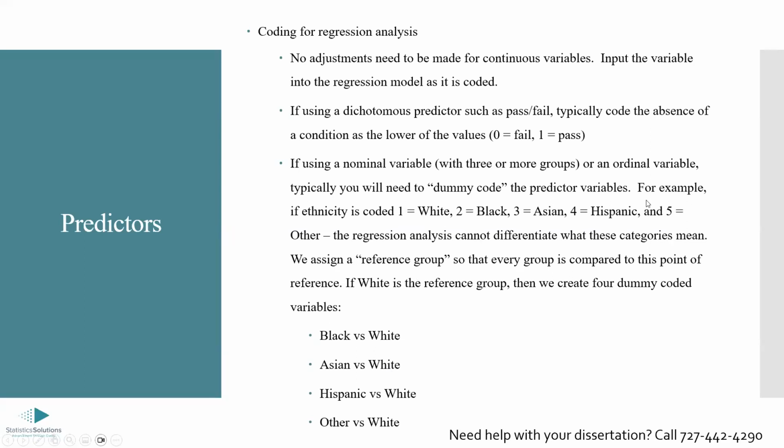The idea behind this is that a regression model doesn't know what these numbers mean. It doesn't know that 1 is white, 2 is black. It doesn't understand that underlying meaning. So the way we assign meaning to that is by dummy coding. So you pick one reference category. If you're looking at ethnicity, it's often the white category because that tends to be the most prevalent in surveys. But what you would do is you would create 4 dummy coded variables. You would have black versus white, Asian versus white, Hispanic versus white, and other.